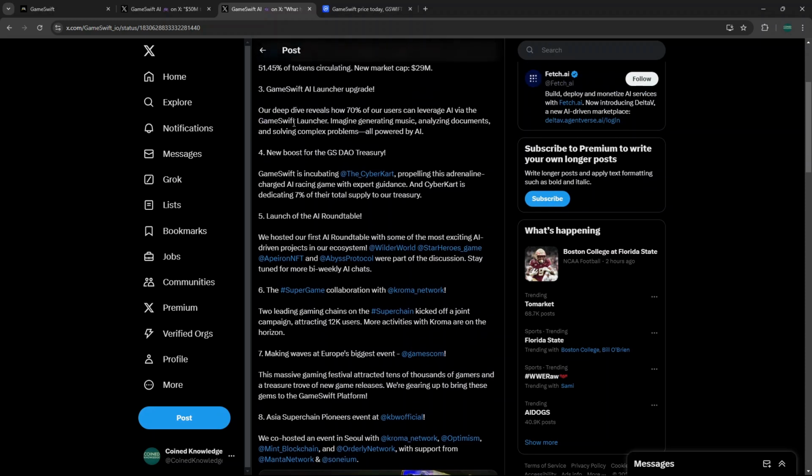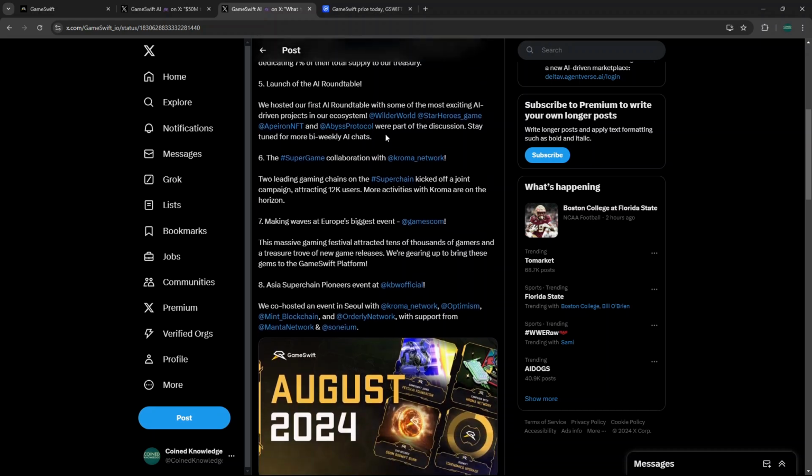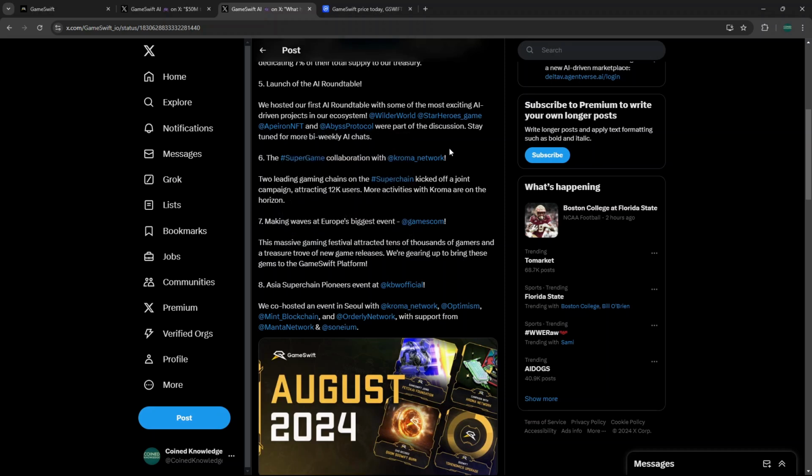GameSwift AI Launcher. They do a deep dive revealing how 70% of their users can leverage AI via the GameSwift Launcher as well. Imagine generating music, documents, solving complex problems, all powered by AI. I'm going to start running through these. They do new power for the GSDAO treasury and the launch of the AI roundtable as well. We see big projects that were also part of the discussion, like Wilder World, Star Heroes, Aperion, Abyss Protocol, so pretty big names in the gaming sector. And Abyss Protocol focuses on AI, and they were part of the first AI roundtable, so good to see that.